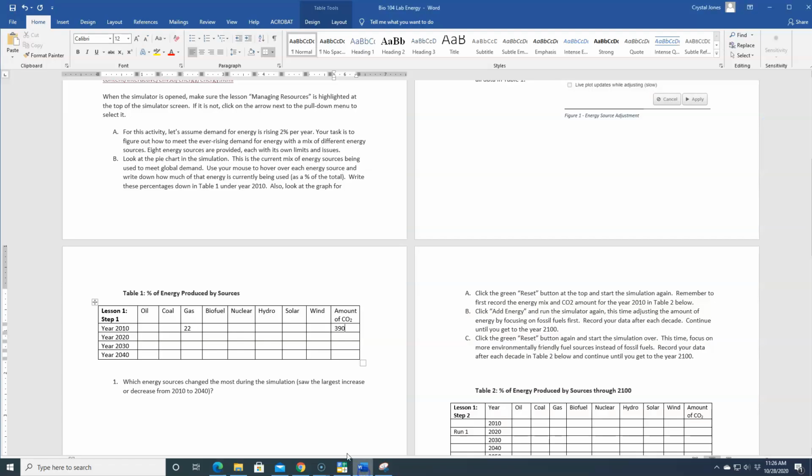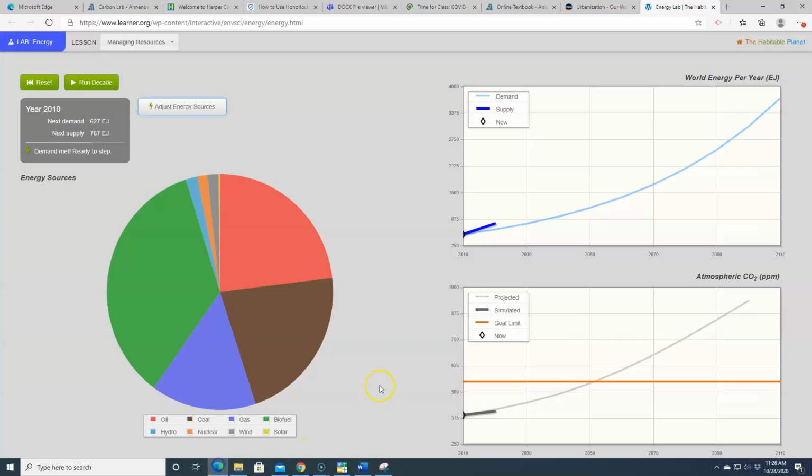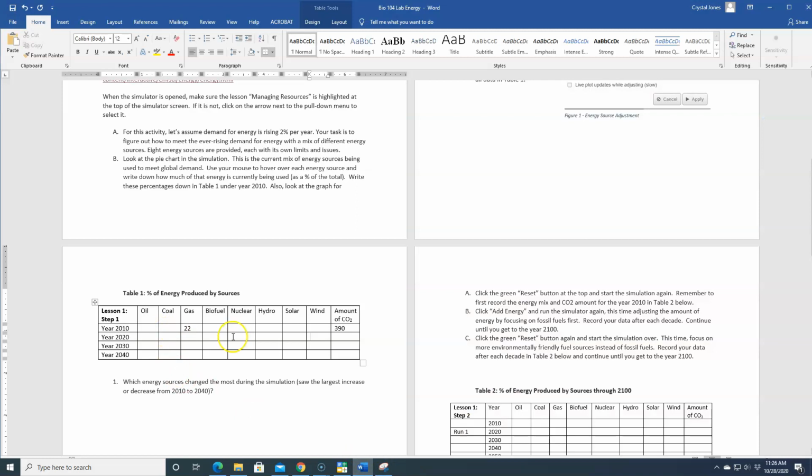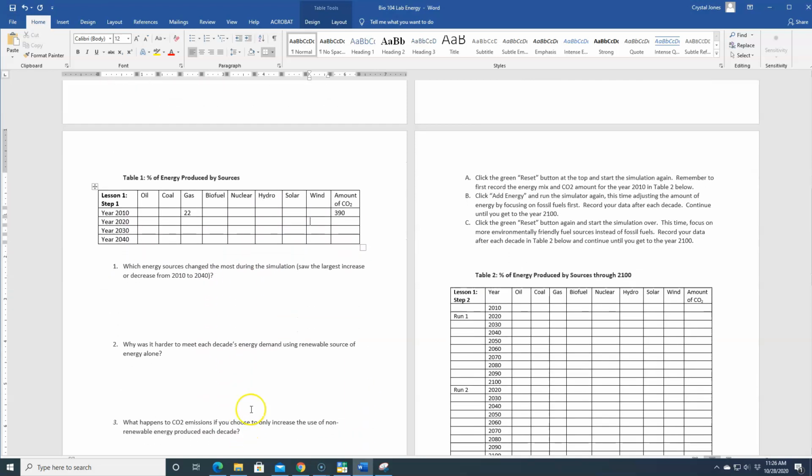So once again, I would go back to the table, and for the year 2020, I would put in all of the new percentages that I have just figured for meeting the new energy demand. And I will also go here then to the end of our atmospheric CO2 graph, and I'm up to 408 parts per million. So that's what I would put in my table. So you'll do that again for the year 2030 and the year 2040, until you get to 2040, and then you'll answer some questions.